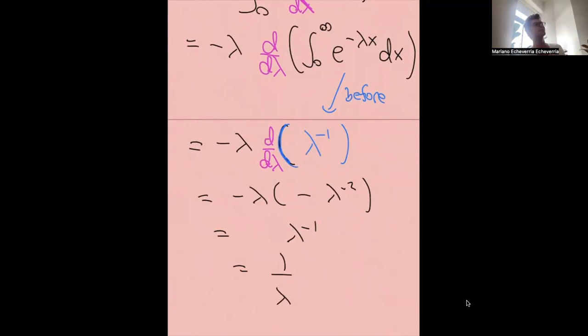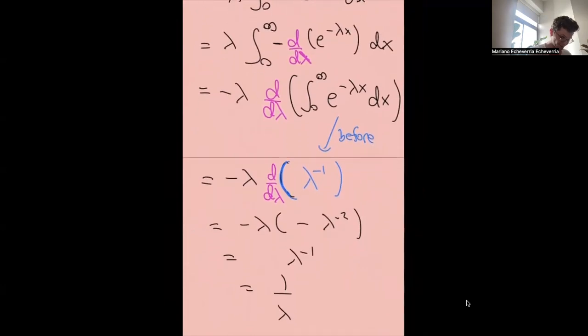A similar trick will help you find the variance, which I'm about to define, if you want to avoid the integration by parts technique. Yeah, so I think this is called Feynman's trick, correct?